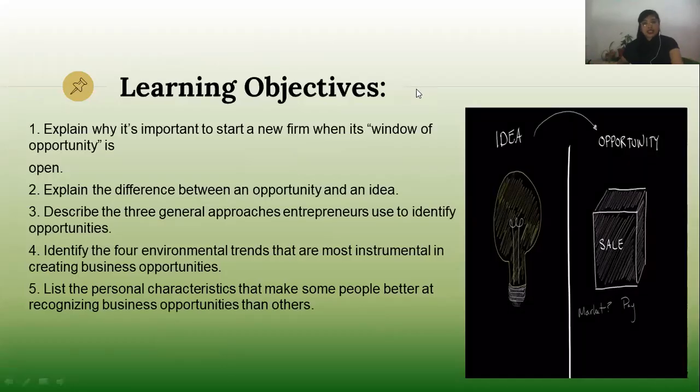For the learning objectives, we are going to explain why it is important to start a new firm when its window of opportunity is open. And then next, we are going to explain the difference between an opportunity and an idea. And then describe the three general approaches entrepreneurs use to identify opportunities. And then we are going to identify the four environmental trends that are most instrumental in creating business opportunities. And then lastly, we are going to know the list of personal characteristics that make some people better at recognizing business opportunities than others.